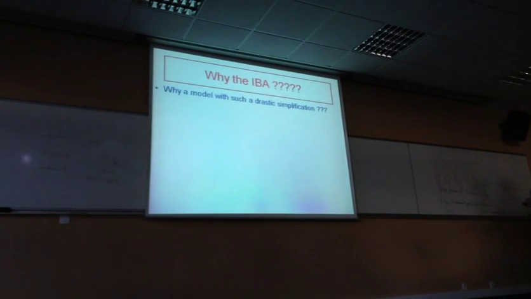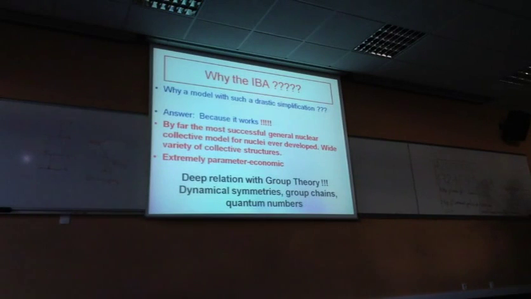So why the IBA? Why would you even think about a model with such a drastic simplification? And the basic reason is because it works. I think it's fair to say it's the most successful general nuclear collective model for low-lying states. It embodies a wide variety of collective structures in a single model that's easy to calculate. It has all the observables, or many observables built in, energy levels, E2 transitions, E0 transitions, and so on. It's very parameter economic. Most IBA calculations, not all, but most are 2-parameter, 3-parameter.